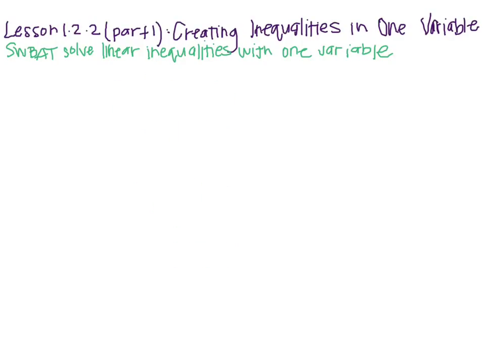Today's lesson is lesson 1.2.2, and this is part 1, creating inequalities in one variable. Our objective by the end of lesson 1.2.2 is that students will be able to solve linear inequalities with one variable. So let's start this out with some vocabulary.